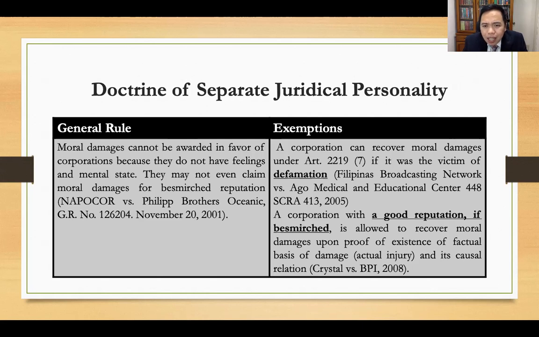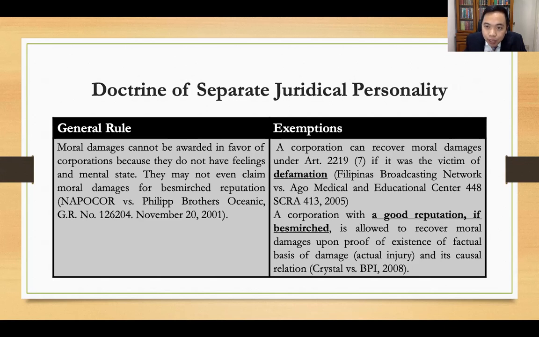Okay. Ang sabi ng Supreme Court, class, kung nag-commit ng defamation or ng libel against a corporation, siniraan mo ang isang korporasyon, siniraan mo ang isang eskwelahan, pwede kang mag-ask ng payment for moral damages. A corporation can recover moral damages under Article 2219 of the Civil Code if it was a victim of defamation.